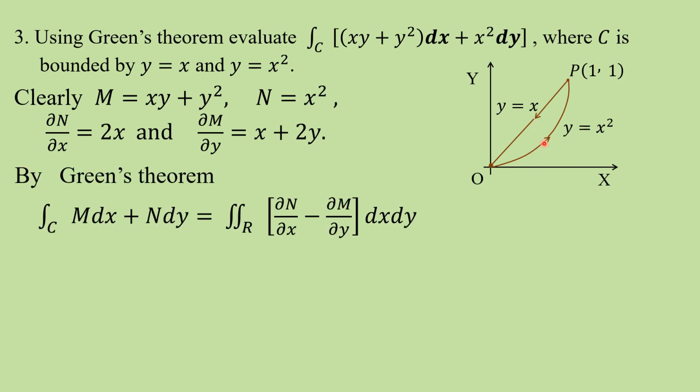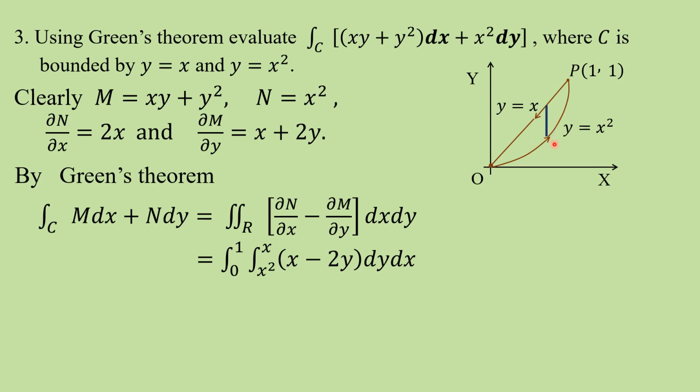By Green's theorem, the line integral of m dx plus n dy is nothing but the double integral over the region R of dou n by dou x minus dou m by dou y. Dou n by dou x minus dou m by dou y we already have, that is 2x minus of x plus 2y, which is nothing but x minus 2y. So this x minus 2y we have to integrate with respect to x and y over the region R.